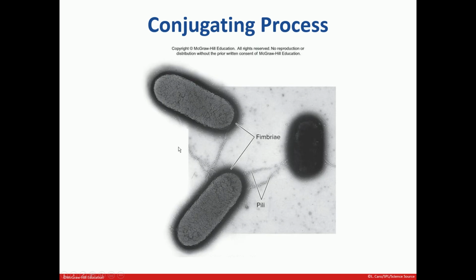So this is the conjugating process. You can see these are two bacterial cells. These are the short appendages around them, called fimbriae, and you can see these are the pili. These bacterial cells are interacting or conjugating with each other through these pili or pilus.